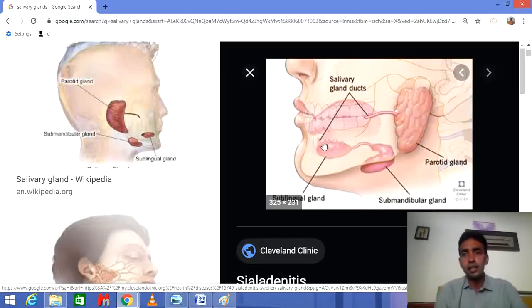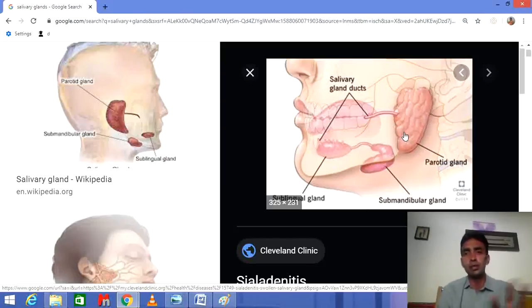The sublingual gland is the gland which is present below the tongue. It has the least capacity. This is the submandibular gland, which is present below the mandible. This is the mandible, the bone on which the jaw is present. Below the mandible, the submandibular gland is present, and this is the parotid gland.